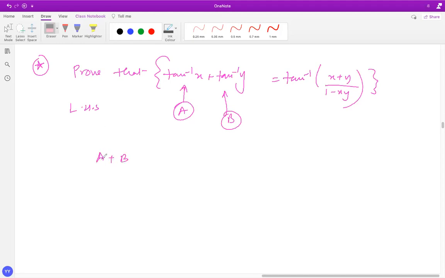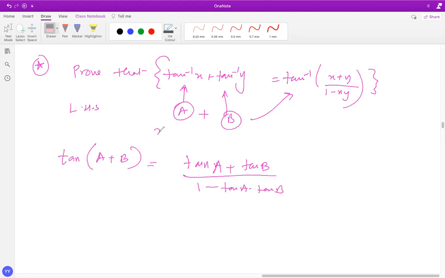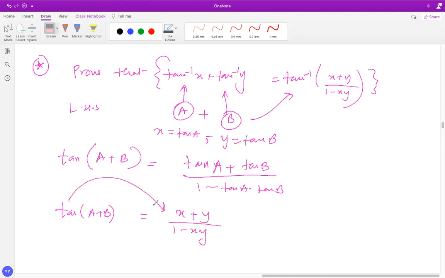So let tan inverse of x be A, tan inverse of y be B. Our objective is to actually get the value of A plus B. And if this comes out to be this, that proves the identity. So instead of taking A plus B, I take tan of A plus B. That is nothing but tan A plus tan B over 1 minus tan A tan B. Now since tan inverse of x is A, x is tan A and y is tan B. So tan of A plus B is equal to x plus y over 1 minus xy. And if you bring this tan to the other side, we get A plus B is tan inverse of x plus y over 1 minus xy, which we wanted to prove.